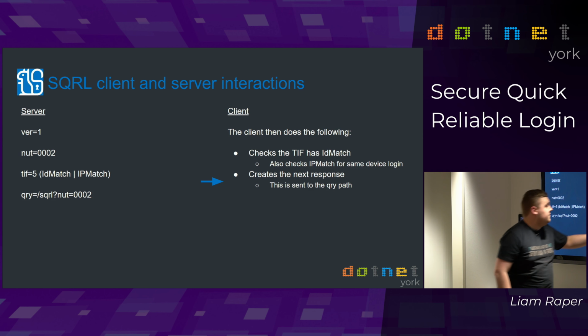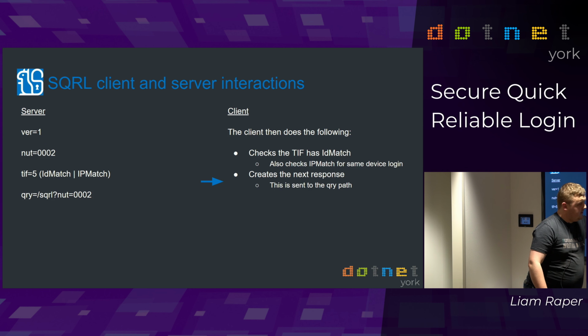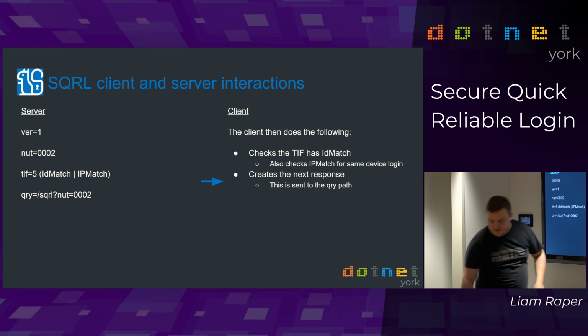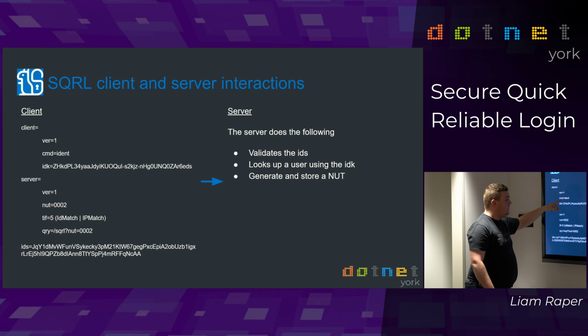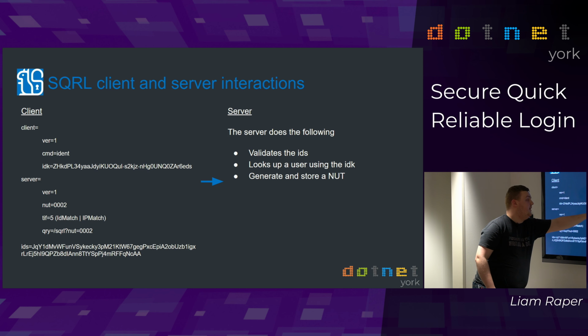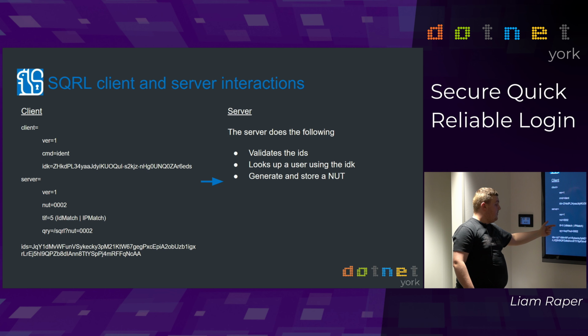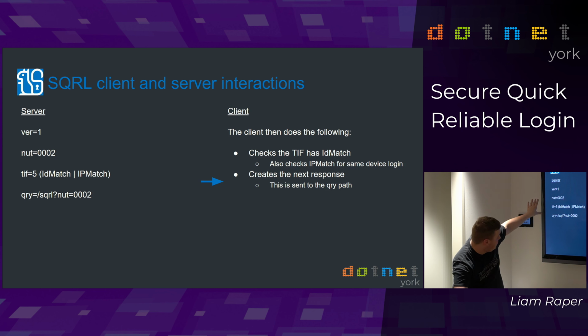So the client then does some things around checking if the TIF is ID match, because we care about that, and maybe also the IP match, because it's the same device and we know we're doing the same device login. Then we create a new response and send that off to the path that was given to us. So that second request that we make is of version 1. It's a command of identify, or ident. And it has this IDK again, sorry, again. In the server, we've got that message that the server just sent us. So it's this again.